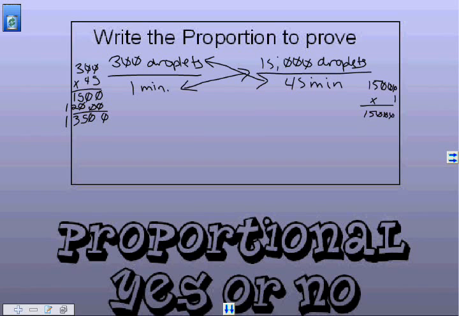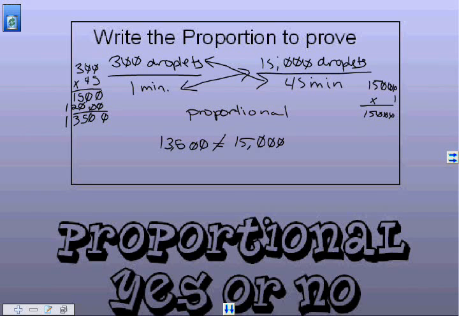Here it is, 15,000. So you can tell that 13,500 is not equal to 15,000. So that means that this is not a proportional relationship between the average and what Jeffrey spits.